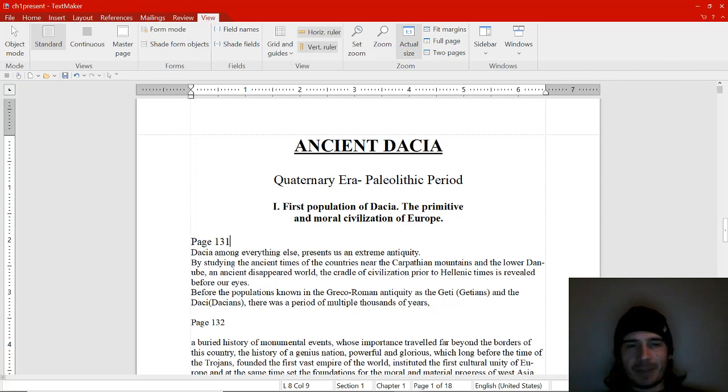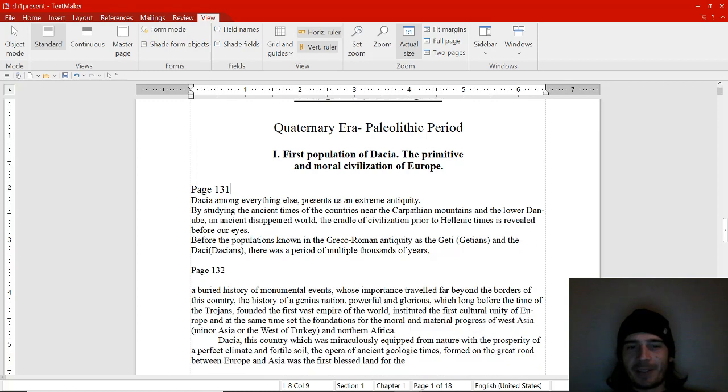Page 131. Dacia, among everything else, presents us an extreme antiquity by studying the ancient times of the countries near the Carpathian Mountains and the lower Danube. An ancient disappeared world, the cradle of civilization prior to Hellenic times, is revealed before our eyes. Before the populations known in the Greco-Roman antiquity as the Geti or the Getians and the Daci or the Dacians, there was a period of multiple thousands of years.